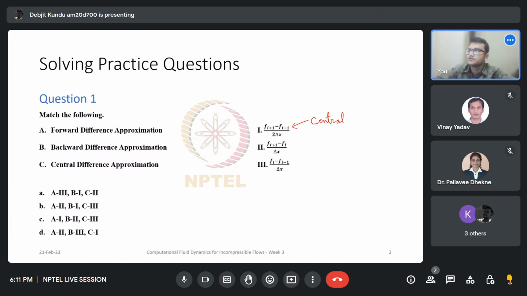Let's see. This second one, fi plus 1 minus fi over delta x. Which one is it? Is it forward, backward? Central we already have covered. This is forward. This is forward.